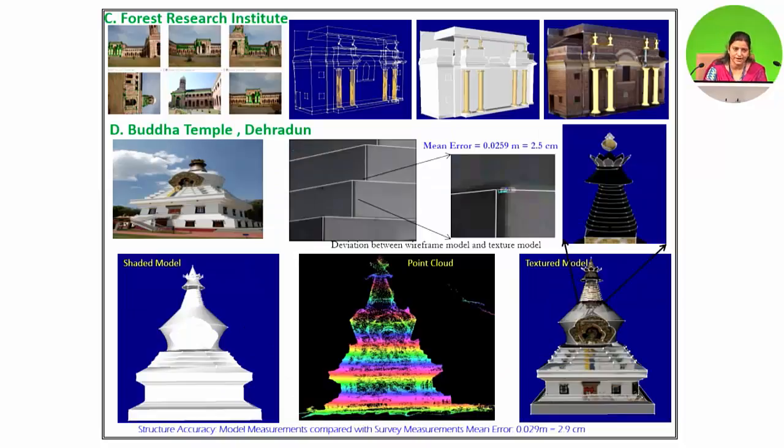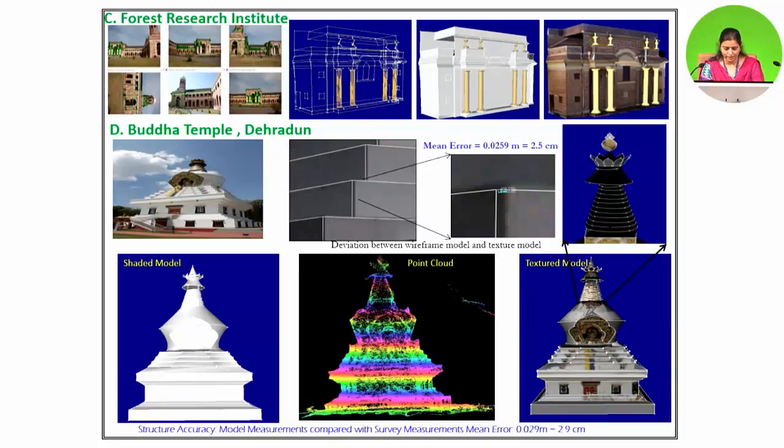This is the FRI building, also in Dehradun, which is quite a huge building, a very big structure. We were able to model it properly with terrestrial photographs. Buddha temple in Dehradun. In Buddha temple also, what we have seen is that there is a small shift in the wire mesh model and the textured model.